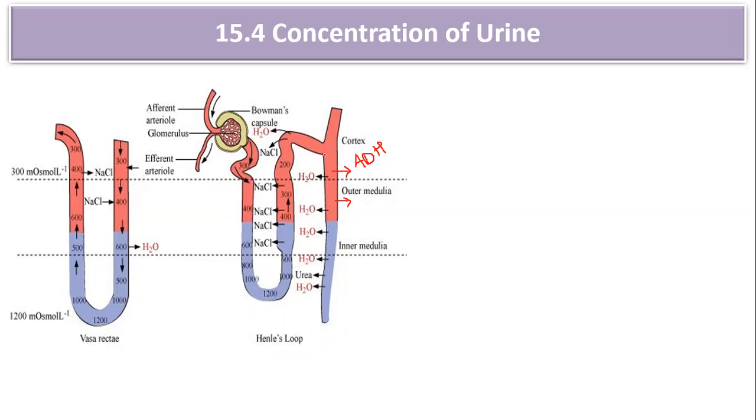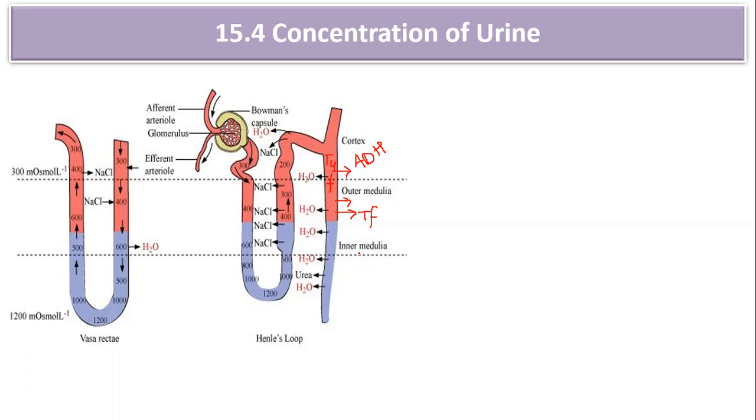So this is a tubular fluid. So water is going to move from the tubular fluid to the tissue fluid because of the influence of the hormone called ADH. ADH stands for antidiuretic hormone. So water is going to move from the tubular fluid into the tissue fluid, and that is going to make the urine more concentrated. Now you can see there will be loss of water. Now as the urine goes to the deepest part of the medulla, this is the medulla. Can you see this? Inner medulla.